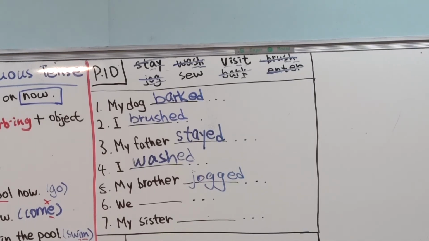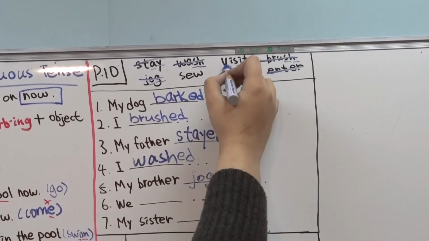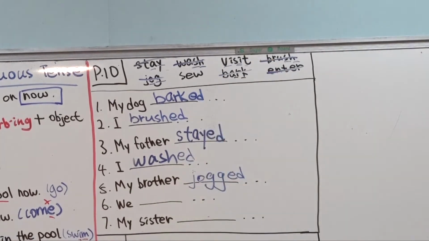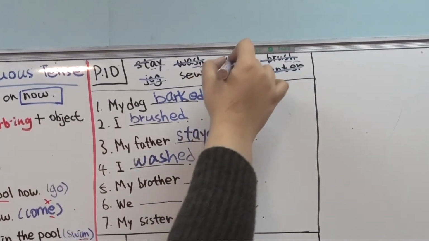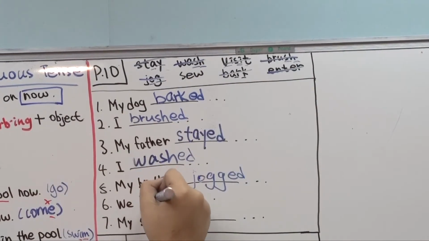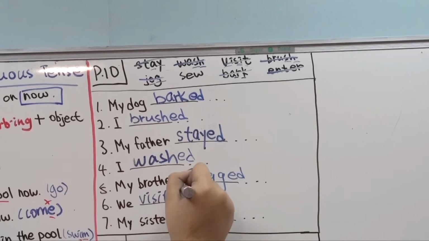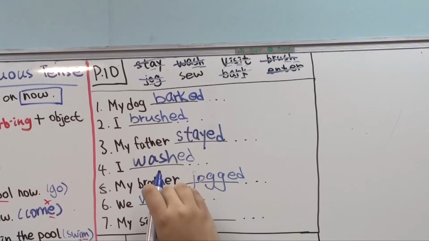Visited. Stressed syllable. 1, 2. Okay, visit. So that's why we just add ed. Okay? Visit becomes visited because it is a stressed syllable.